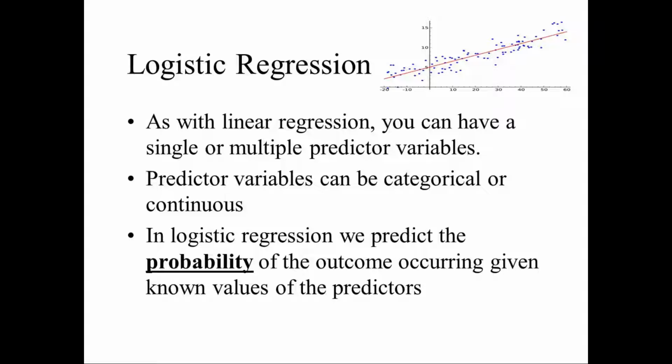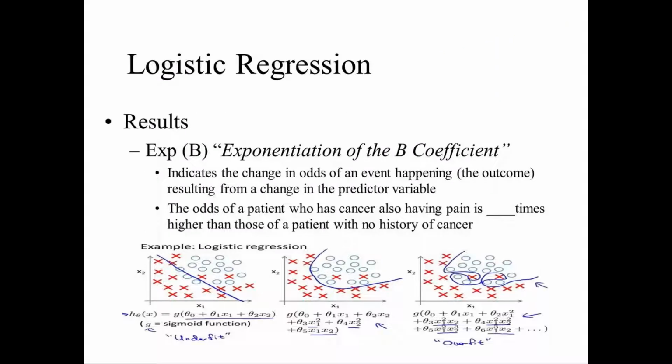In logistic regression, as with linear regression, you have to have a single or multiple predictor variable. Predictor variables can be categorical or continuous. In logistic regression, we predict the probability of the outcome occurring given known values of the predictor. The results are an exponentiation of the B coefficient.